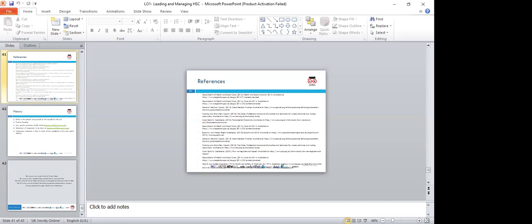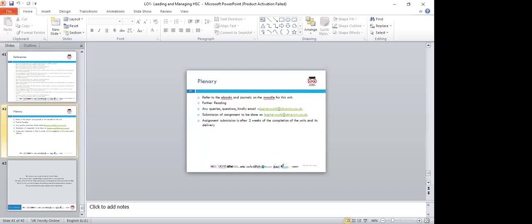References, you can find them on your module. We use the Harvard style of reference. I hope you know that. The Harvard style of reference, that's what we use. So in your assignment, if you want to quote any reference, it should be the Harvard style of reference.